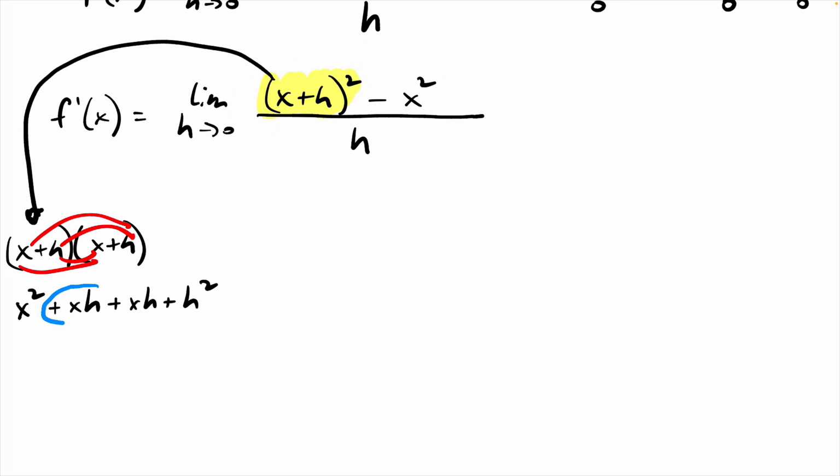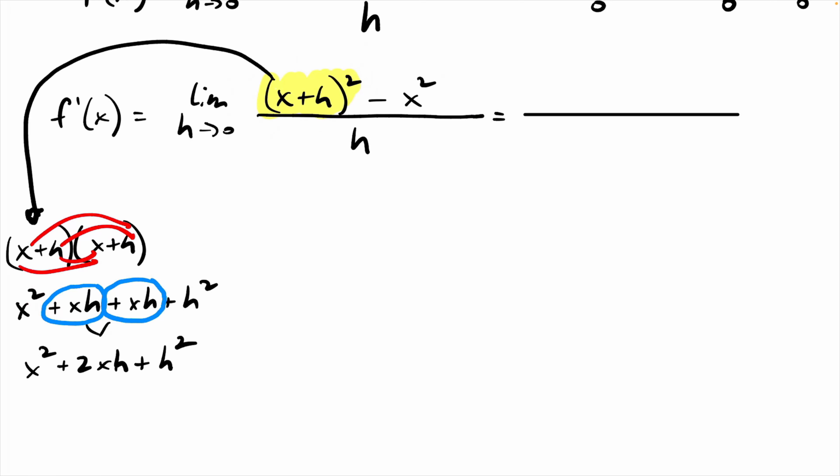These two are like terms, so we can add them together. And what do we get when we add them together? Two xh's. I'm going to move all that back into the yellow. It's three terms now. So I got x squared plus 2xh, oops, forgot the plus h squared, minus x squared over h.